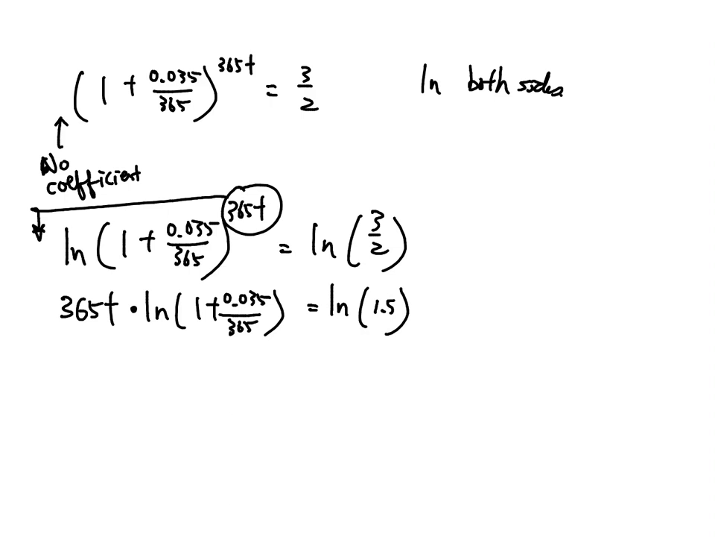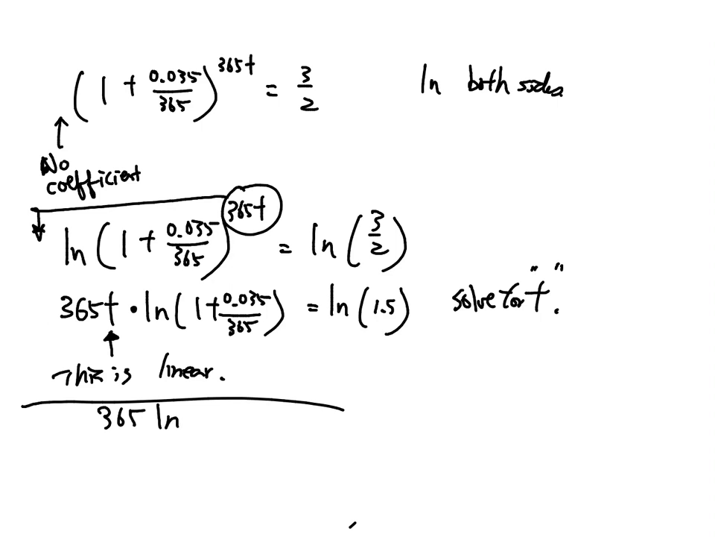Now, again, remember, we're solving for t. And t is no longer in the exponent. t is now in front of the log. So what we have now is a linear equation. So all we have to do on both sides is divide by 365 natural log of (1 plus 0.035 over 365). Do that on both sides.